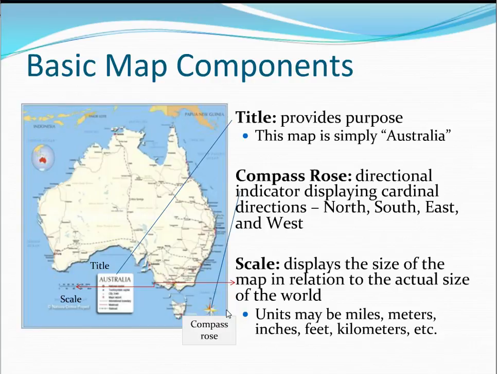The compass rose is a directional indicator displaying cardinal directions, north, south, east, and west, and most all maps have a compass rose. Maps also have a scale, and the scale displays the size of the map in relation to the actual size of the world. And units are usually indicated, and they may be in miles, meters, inches, feet, kilometers, etc. So just know that basic map components include a title, compass rose, and scale.